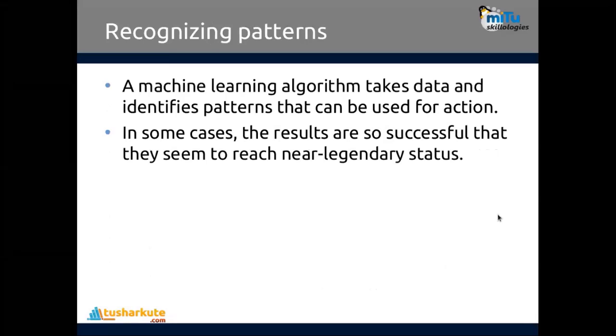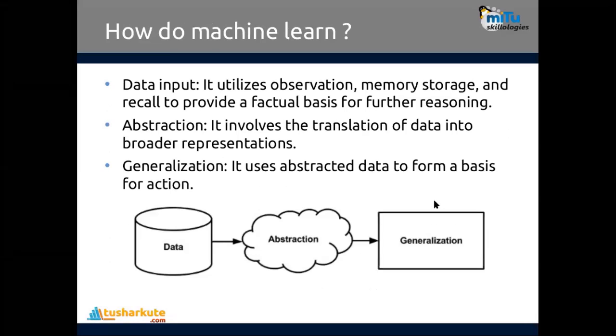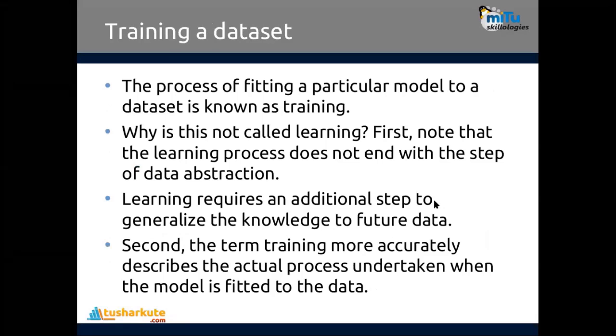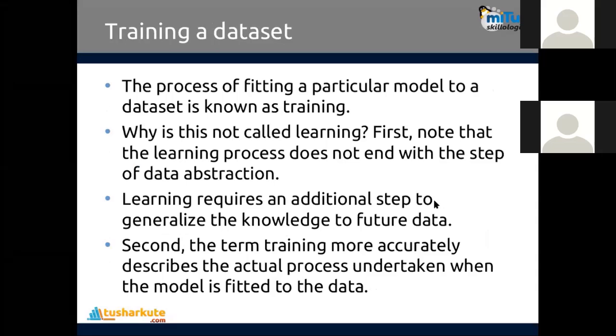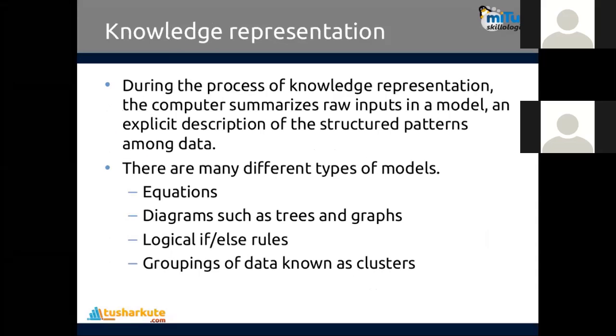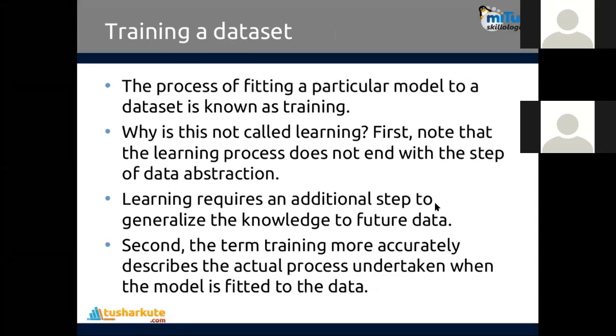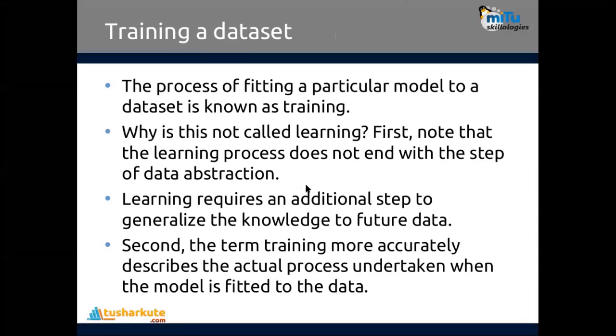Okay, how does a machine actually learn? Let's see an example. This concept we generally call training on a data set. How does a machine learn? The process of fitting a particular model to a data set is known as training. Training is done in the machine learning algorithms, and after that a statistical model is created.